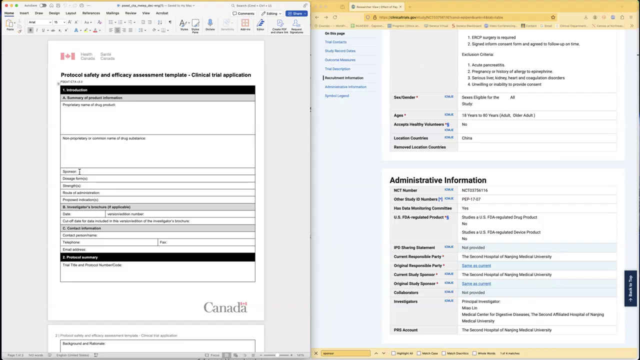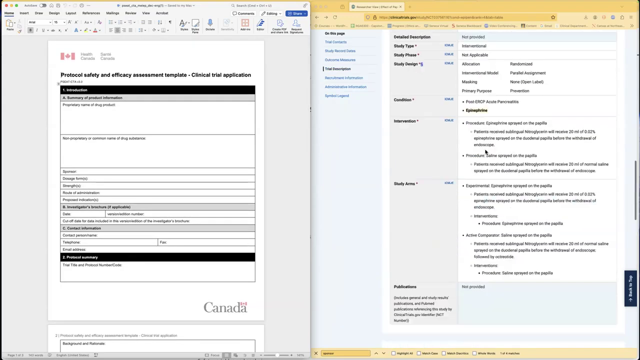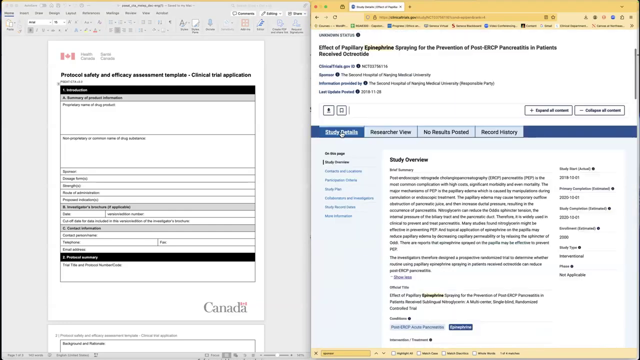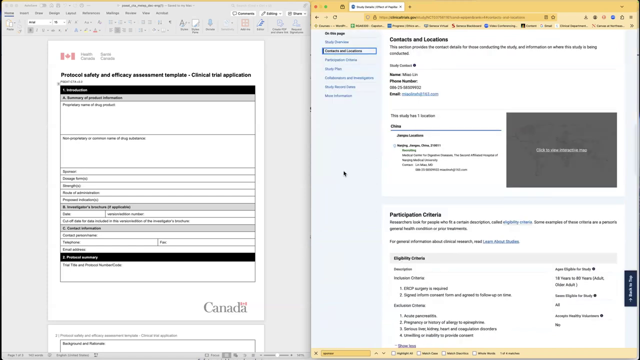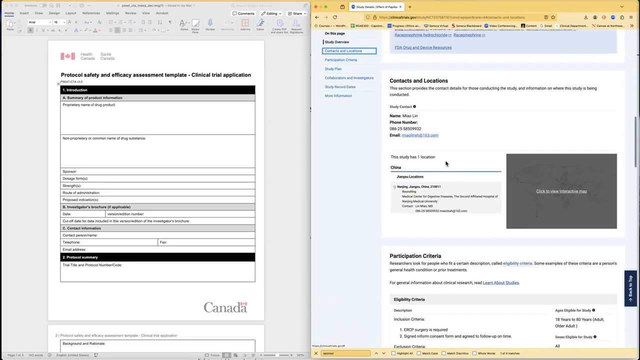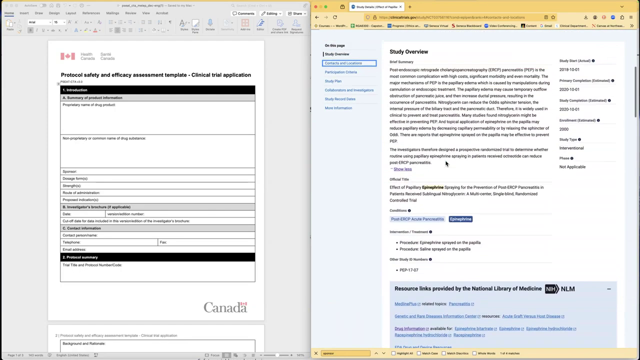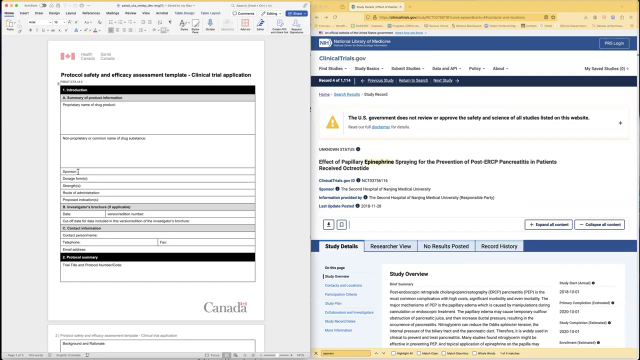So for this case, the study that I found, I couldn't find a sponsor in this view. Maybe if I look at the study details, I may find a sponsor somewhere. I don't find one. Maybe I'm going to look at the contacts and locations, and I'm going to see there's only one contact, which is the Medical Center of Digestive Disease of the Second African Hospital. Okay, in this case, this may be just the investigator who is the sponsor. In this case, that's what I assume. So I'm going to write down here, again, a hypothetical name.